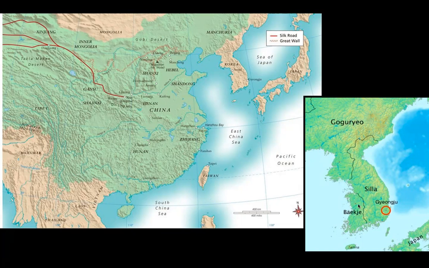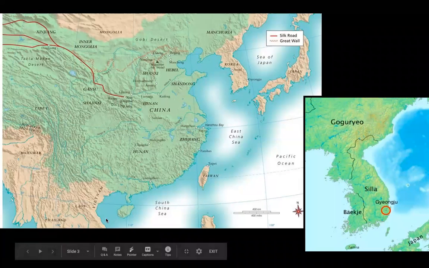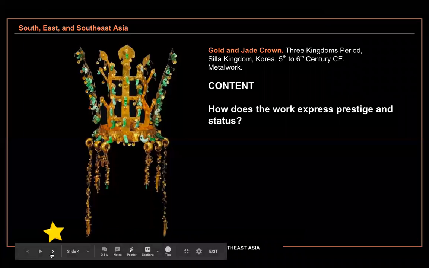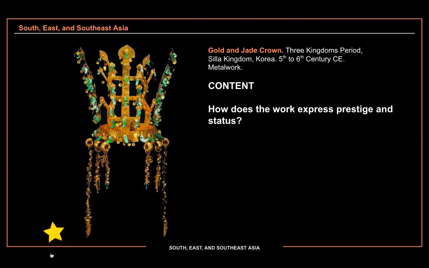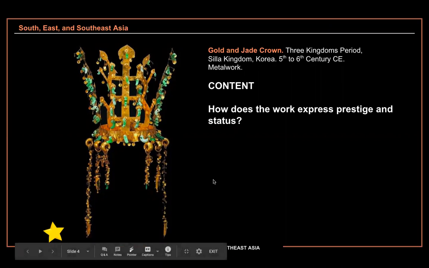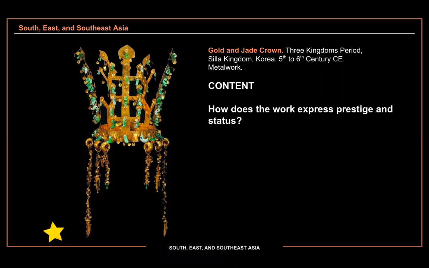We're going to first look at a rather old tradition that is uniquely Korean. And so we're going to see a gold and jade crown. And this is from the Three Kingdoms period of the Silla kingdom from the 5th century. Now, when you look at this object, thinking about our theme, how does it express prestige and status?